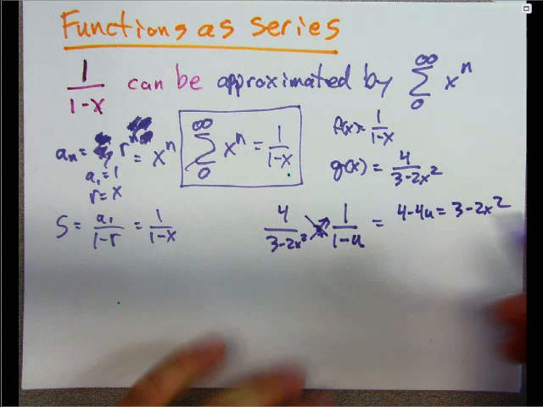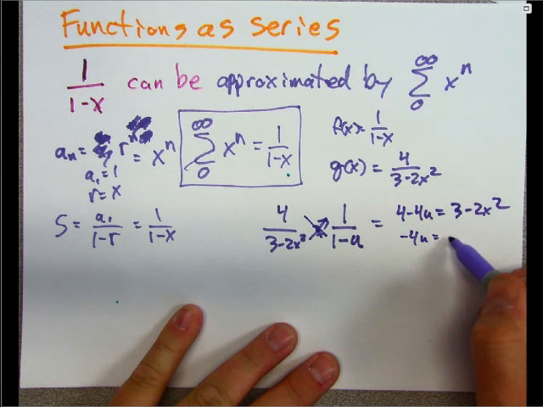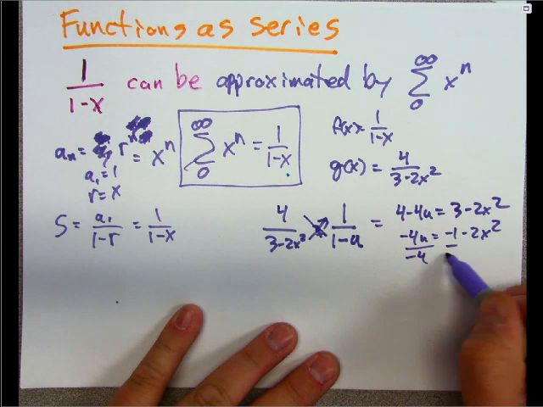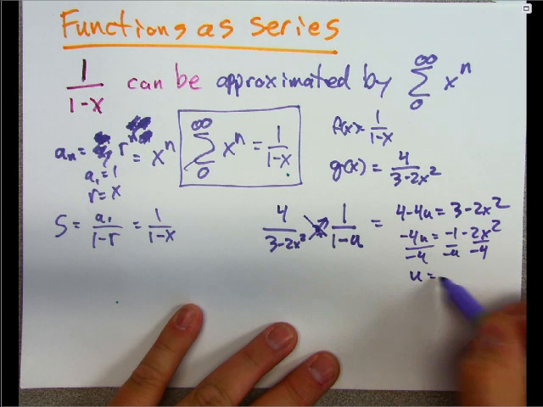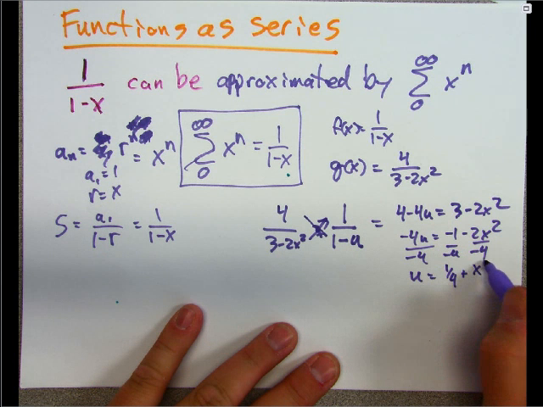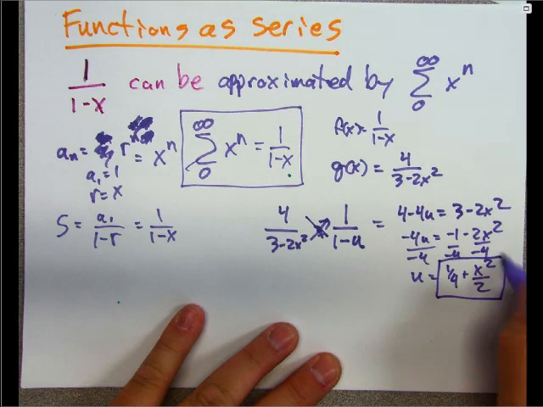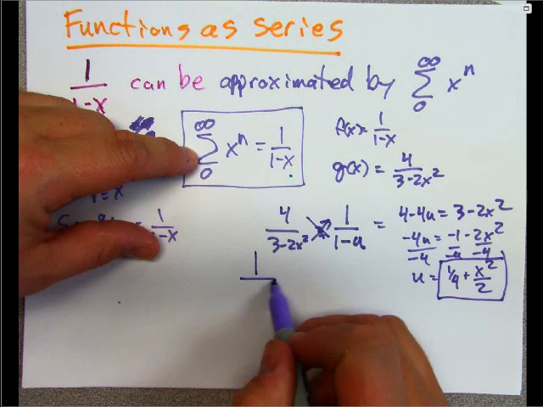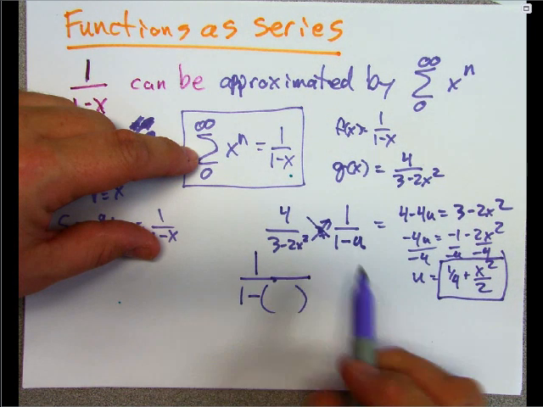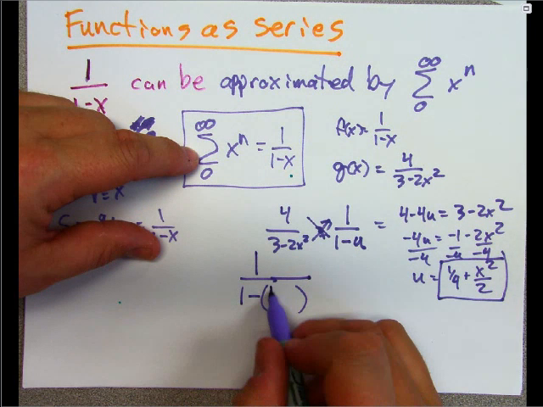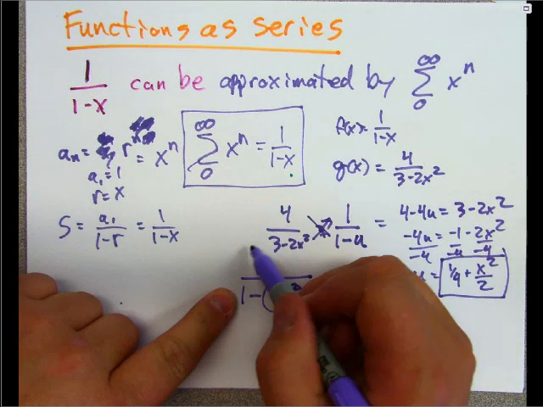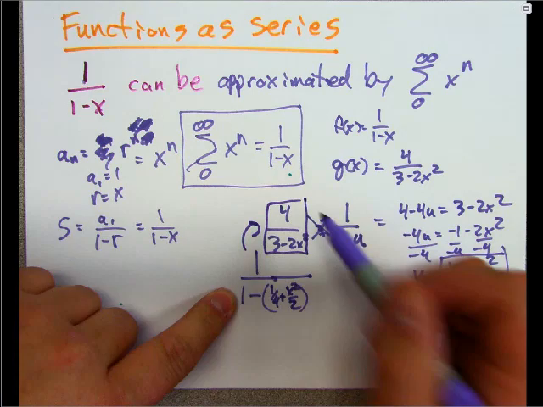Using that, I can finish solving for u. Say negative 4u equals negative 1 minus 2x squared. Then I'm going to divide everything by negative 4. And I get u equals 1/4 plus x squared over 2. That means instead of having 1 over 1 minus x, I could replace this with 1 over 1 minus (1/4 plus x squared over 2). And if I simplify that down, that should exactly equal that right there.